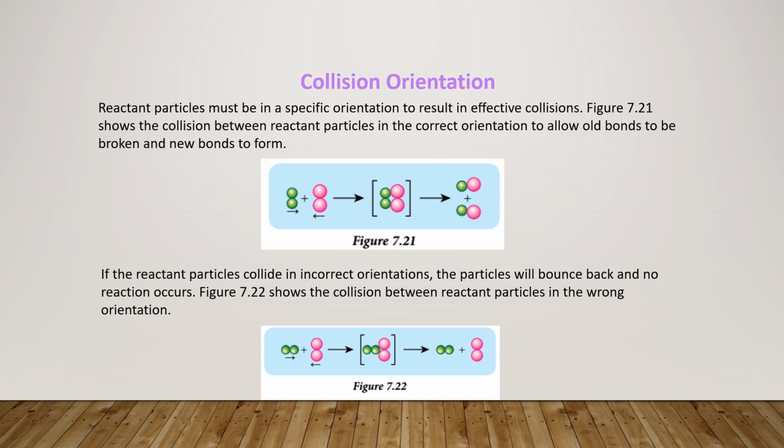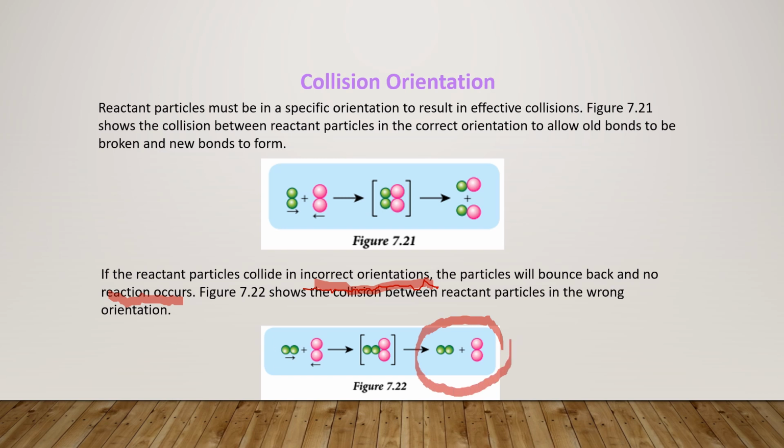So meaning that when they collide with each other, between the green and the pink one, the old bond will be broken, and then to produce the product, it will form a new bond. For the second one, if the reactant particles collide in an incorrect orientation, the particles will bounce back and no reaction occurs. So this figure shows the collision between reactant particles in the wrong orientation. So in the wrong orientation, they cannot produce the product.